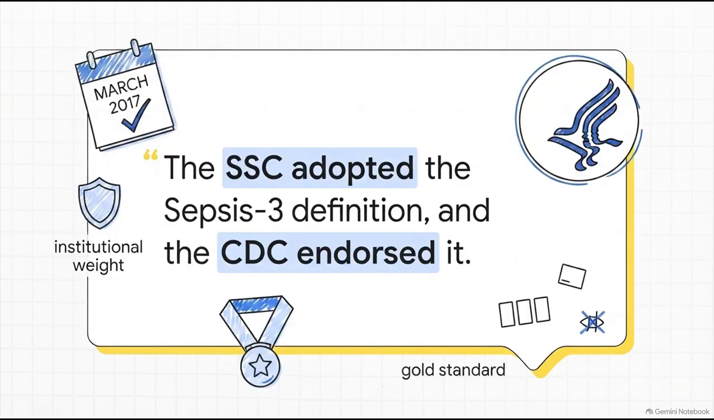And the sheer institutional weight behind this shift is massive. This wasn't some fringe idea that popped up overnight. In March 2017, the Surviving Sepsis Campaign officially adopted the Sepsis-3 definition as their authoritative diagnostic standard. Plus, the CDC formally endorsed it too. So, make no mistake, this is absolutely the undisputed gold standard for modern clinical documentation.